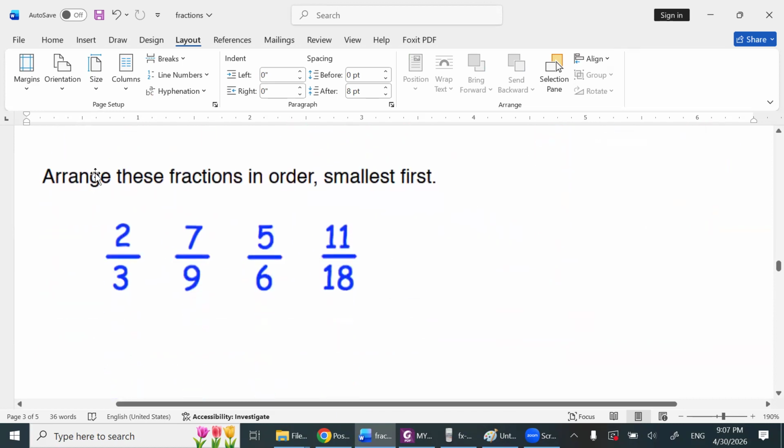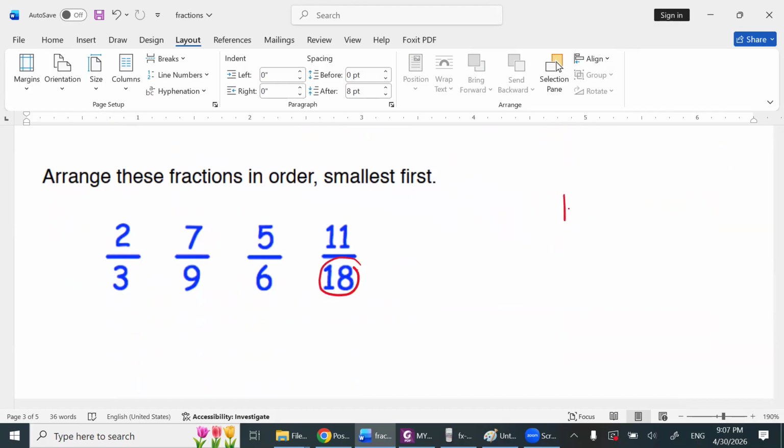Arrange these fractions in order from smallest to greatest. Looking for the biggest denominator, 18. We need to convert all these fractions to be over 18. So the first fraction needs to be over 18, the second fraction over 18, the third fraction over 18, the fourth fraction over 18.